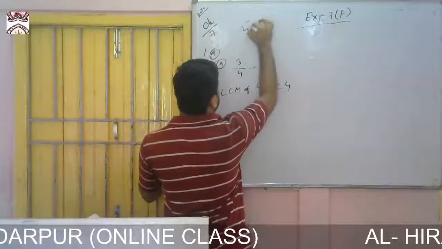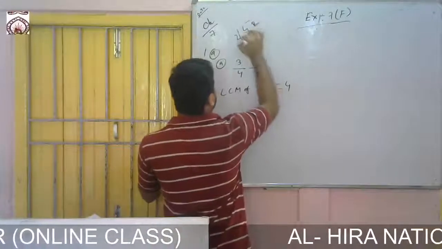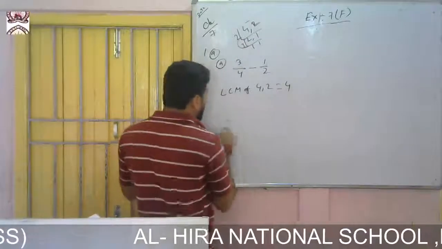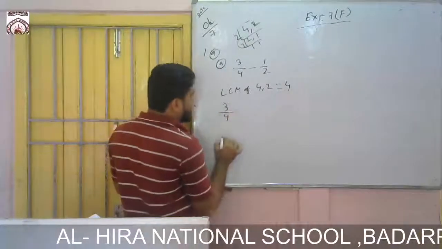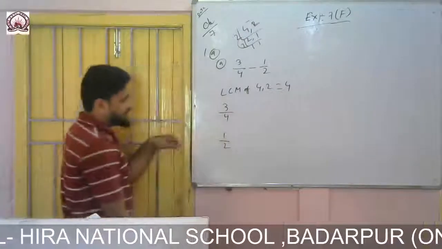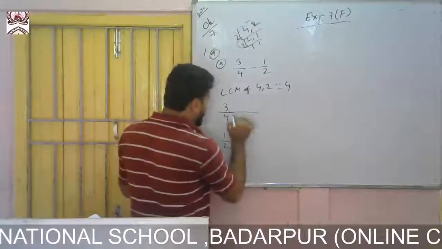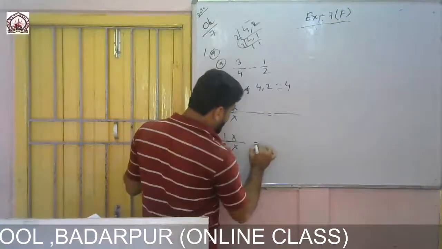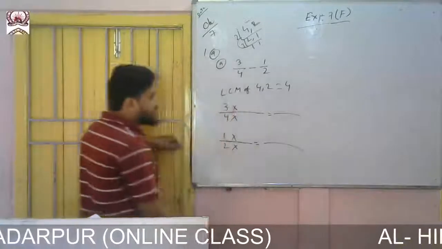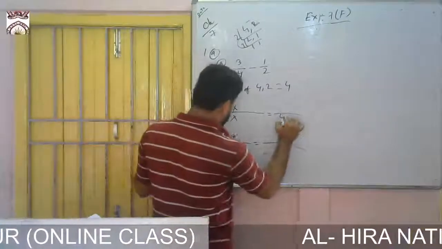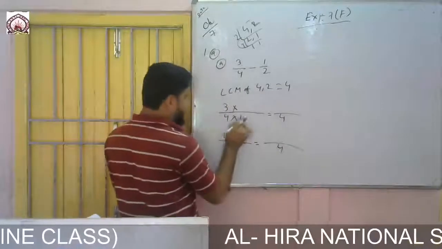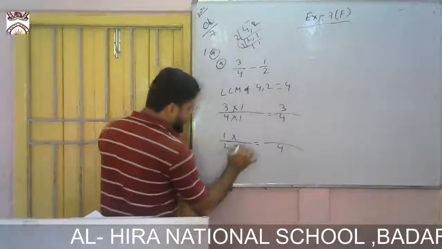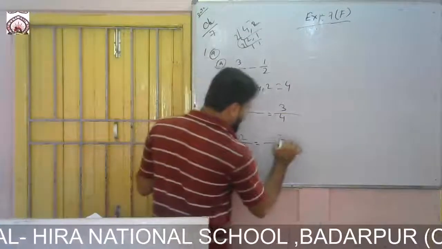It is 4. For 4 comma 2: 2 2s are 4, 2 1s are 2, so 2 1 1. So 2 2s are 4. Therefore you write 3 by 4 and 1 by 2. Here 4, here also 4. 4 1s are 4, so 3. Now 2 2s are 4, here 2, so 2 1s are 2.